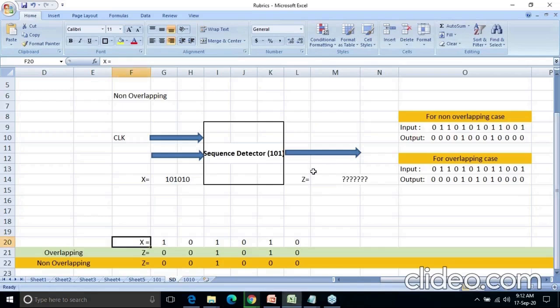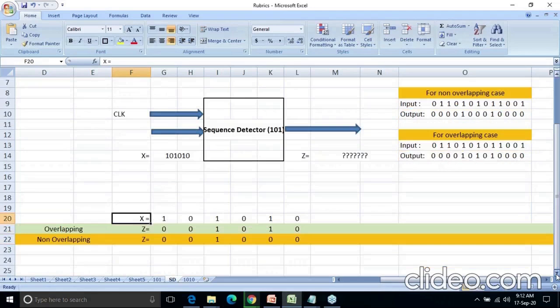So what is meant by sequence detector? Its output will be 1 only when the whole sequence is detected. Whole sequence means 101. If that is fully detected, first a 1 bit came, after that a 0 came, after that again a 1 came, at that time the output of the sequence detector will become 1. In between it will not become 1. To explain that, I am showing this particular thing.